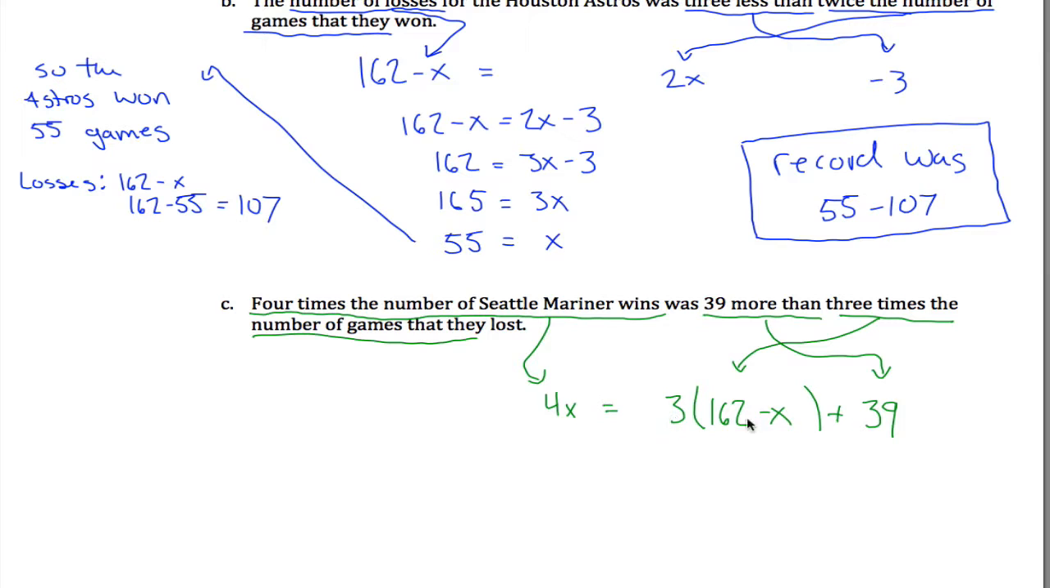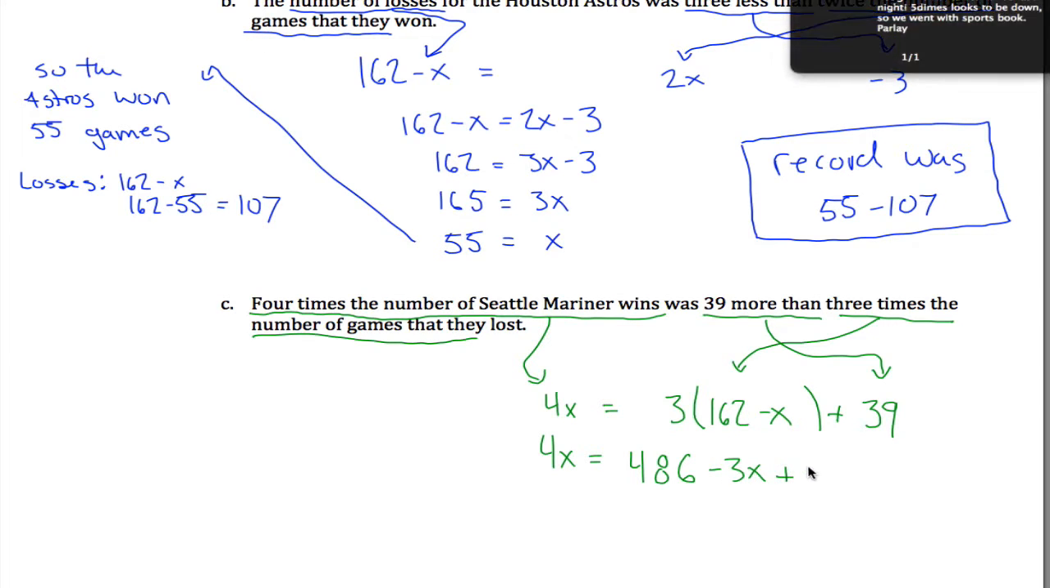So it's really important that we have the parentheses in this case. Without the parentheses, we'd only be multiplying the 3 by the 162. But we don't want to multiply 3 by 162. We want to multiply 3 times their number of losses, and this entire thing is their number of losses. All right, I think the numbers are going to get a little bit big here, but we can deal with it. 3 times 162. Let's see, that ends in a 6. 3 times 6 is 18. Carry a 1. I think that's 486. And then 3 times negative X gets you negative 3X. And then plus 39.